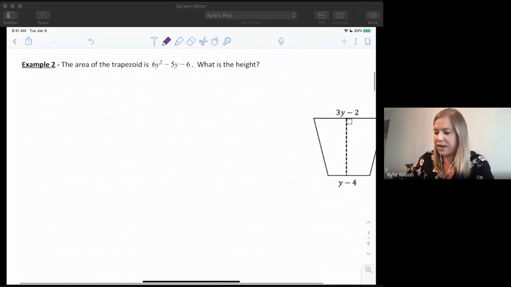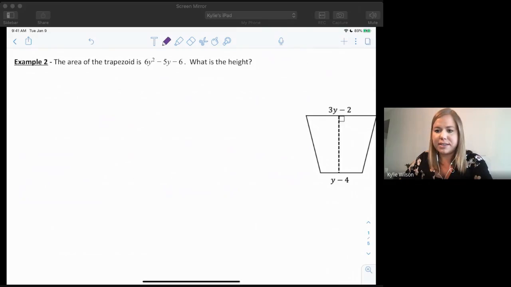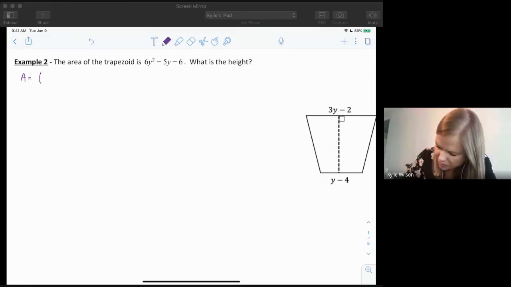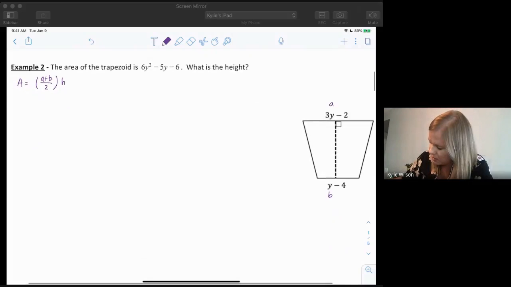So our next question is that the area of a trapezoid is 6y squared minus 5y minus 6, and we need to find the height. So let's start by writing out our equation for the area of a trapezoid. So that's our equation for the area of a trapezoid. And this is how it's labeled on the trapezoid. So my top is going to be A, bottom's going to be B, oops. And then we're going to have H right over there.